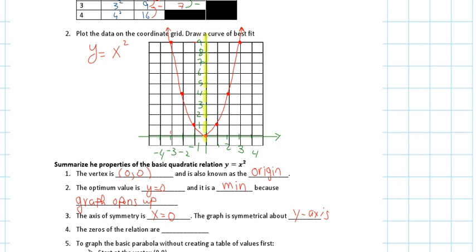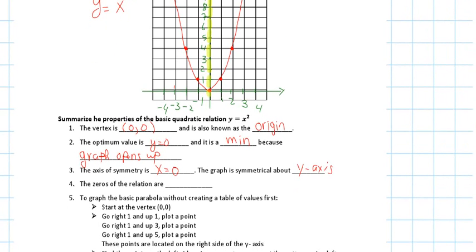How many times does this graph specifically intersect the x-axis? Once, right? And where does it intersect the x-axis? At 0, right? That's why it's the special case. The zero of the relation is x equals 0.